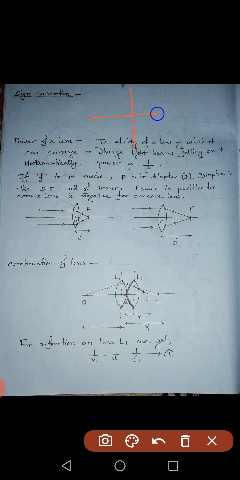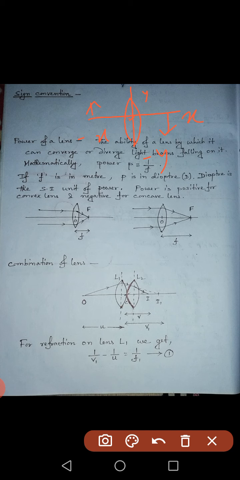Suppose this is the positive x-axis, positive y-axis, negative y-axis, and negative x-axis. Now, suppose you keep a lens somewhere here, a convex lens, like this. This is the optical center of the lens. Okay, where do we keep the object? Here, like this. For a convex lens, the image formed is generally real, so the real image is formed behind the lens, that means somewhere here.